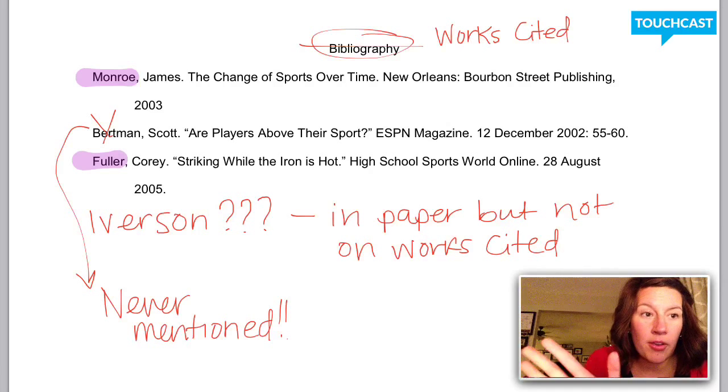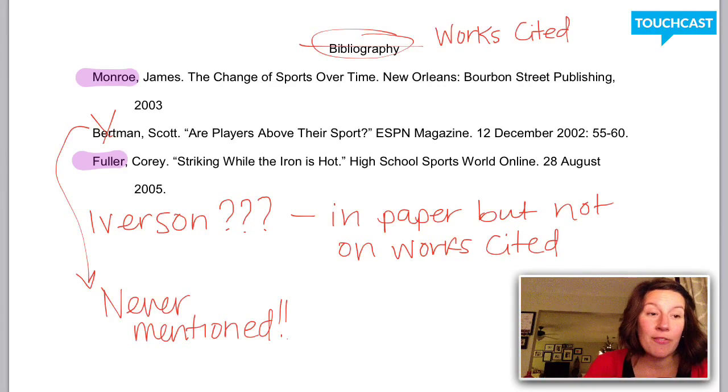So there's all the corrections. If you had more, you can write a note on the side. Please write your name at the top of this and turn it in for some points, okay?